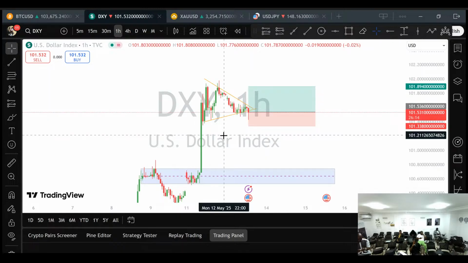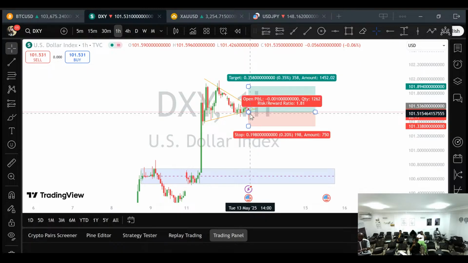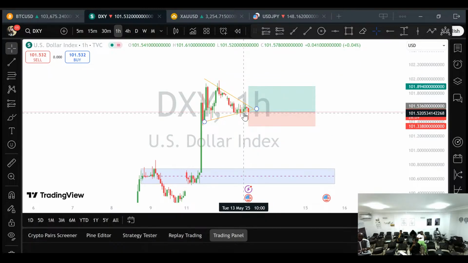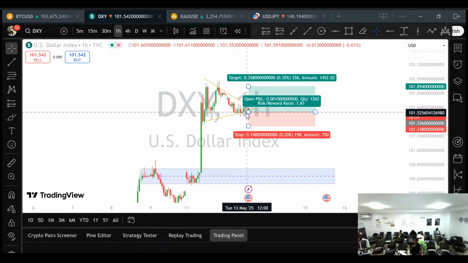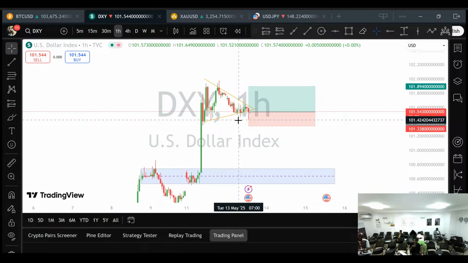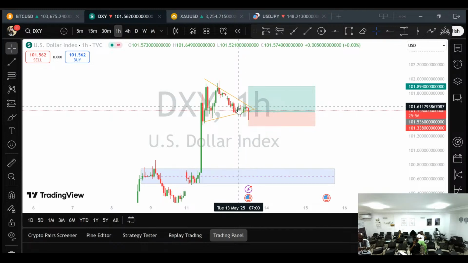So till this candle closes below this trend line, we won't have a confirmation to sell. If this candle succeeds to close bearish, then now you can look for sell opportunities from here. But if it keeps rejecting and eventually closes in this trend line, then obviously the dollar is going to buy.